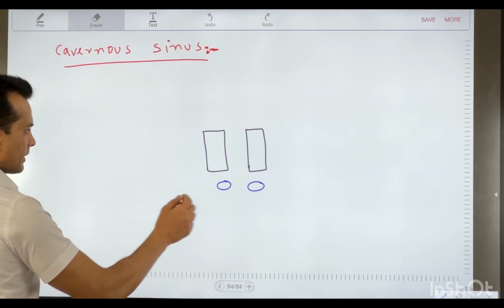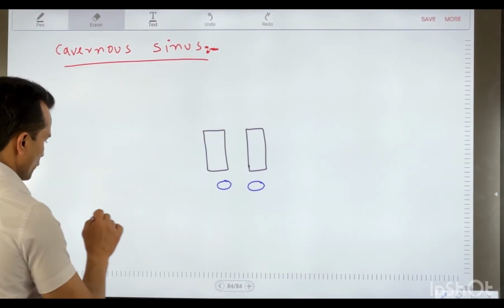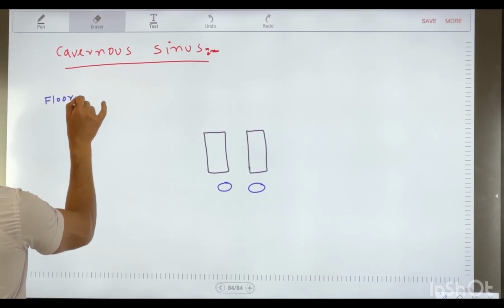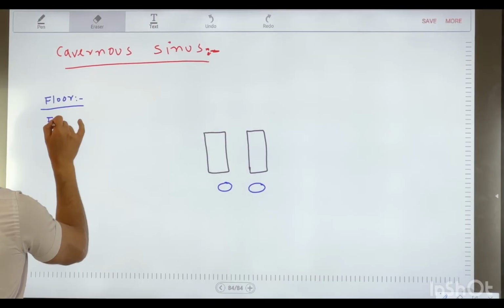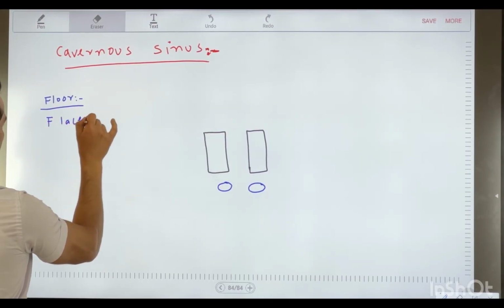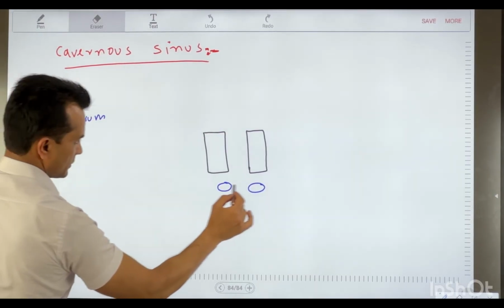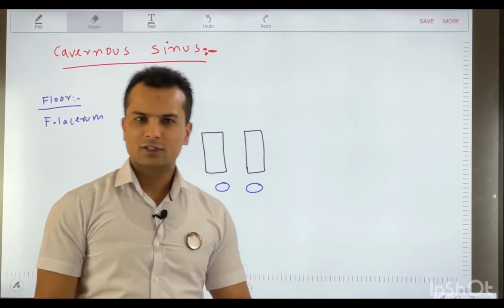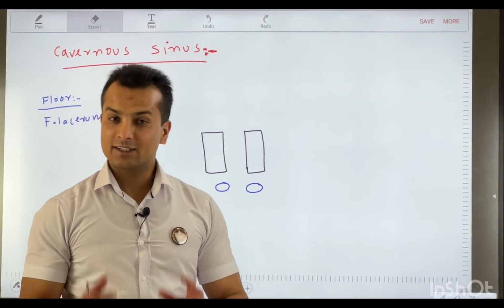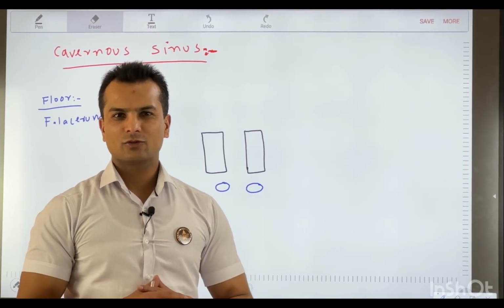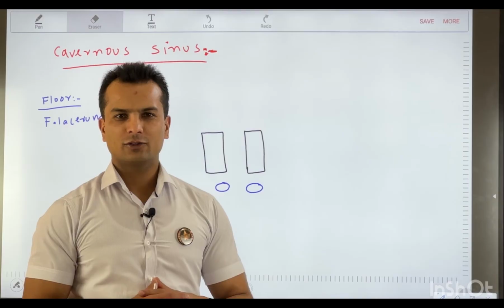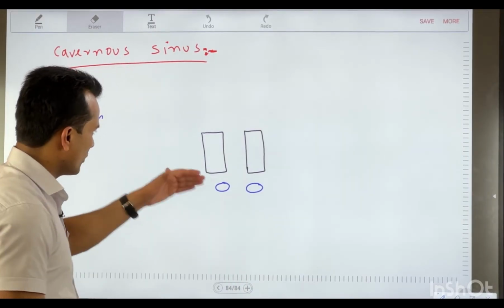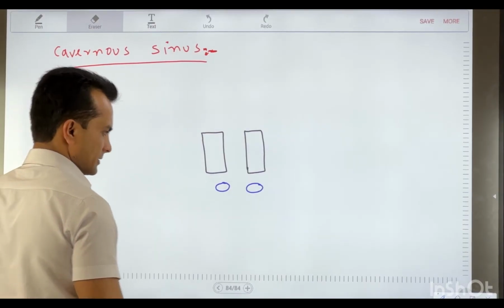So in the floor you have the foramen lacerum. So the floor of the cavernous sinus. Please write: in the floor you have the foramen lacerum. Which foramen is there? Foramen lacerum. And we know that through the foramen lacerum passes which structure? Let's refresh your first semester knowledge: the internal carotid artery. And today you will understand the significance of the internal carotid artery, how it passes through the cavernous sinus.